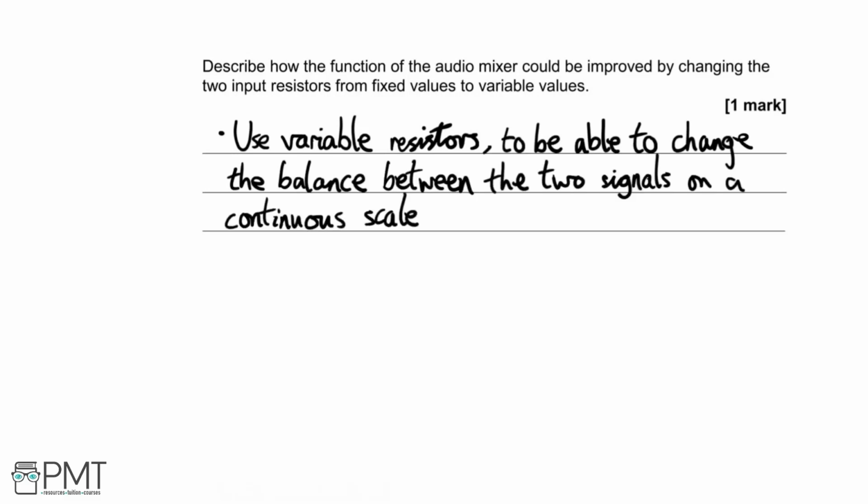You don't need to mention that it's a continuous scale to get the mark, but you need to talk about changing the balance between the signals. To secure that mark, you could also say that the gain could be changed easily, or that you can set the relative levels of the 2 channels, but they effectively mean the same thing.